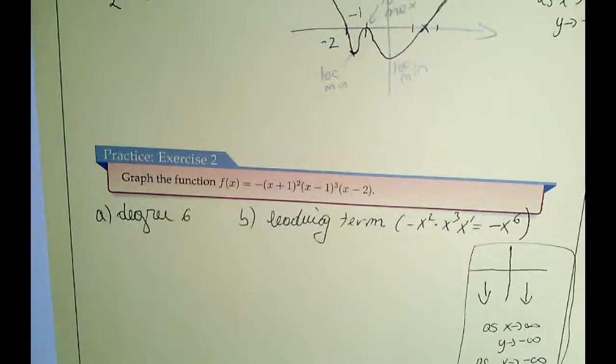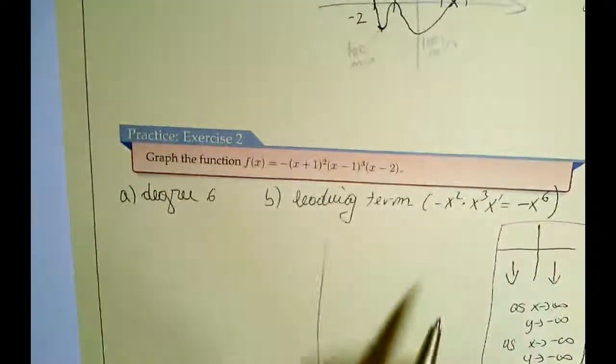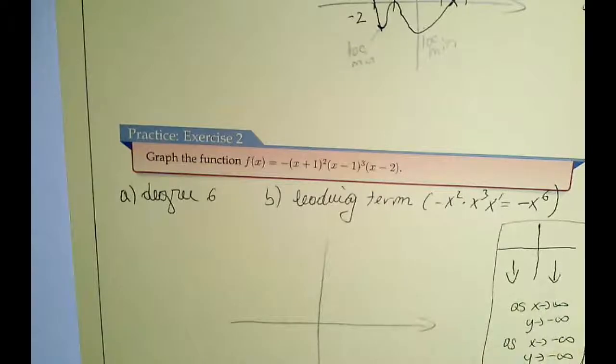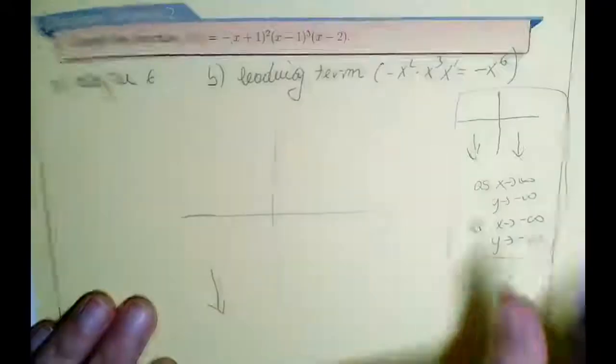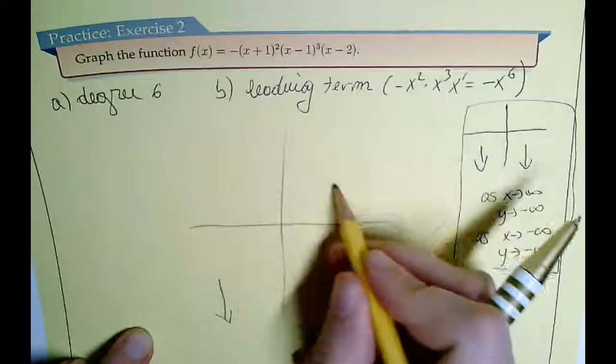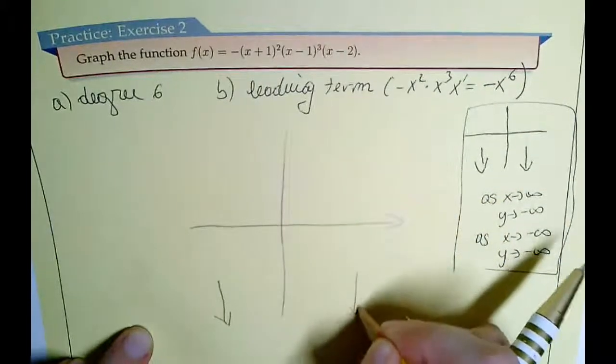So this is going to tell us that when we try to graph this function, we're going to start from somewhere here, and then it's going to do stuff in here, and then it's going to have to end up in here. Okay, so this is important.